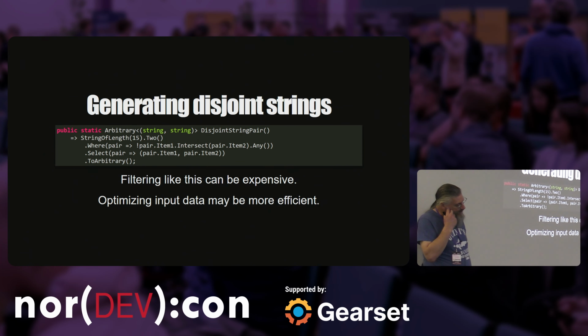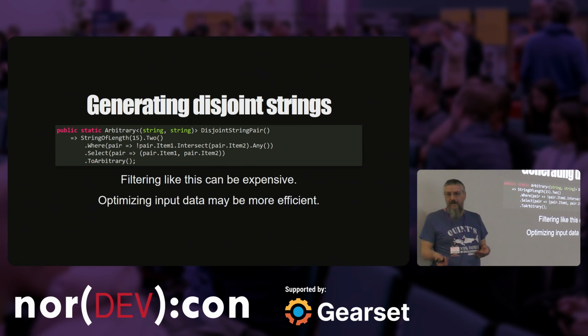So what about generating disjoint strings? So strings that have no matching pairs. Well, this is a brute force implementation where we're using our string of length 15, the generator that we wrote. And then the .2 is an extension method provided by FsCheck that means generate a tuple of 2 elements.